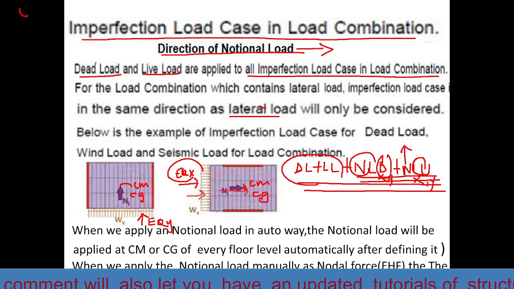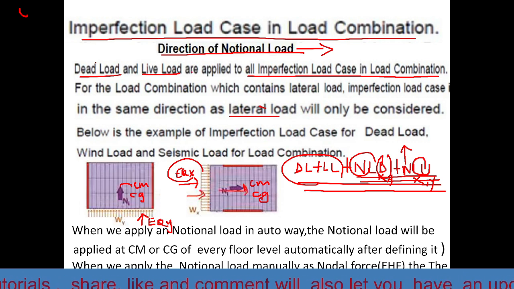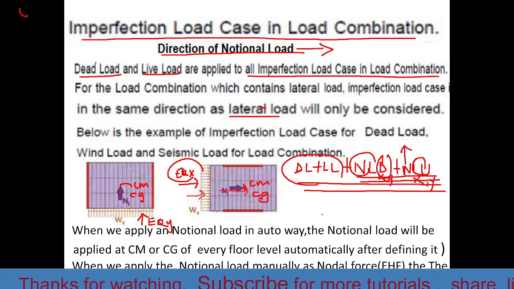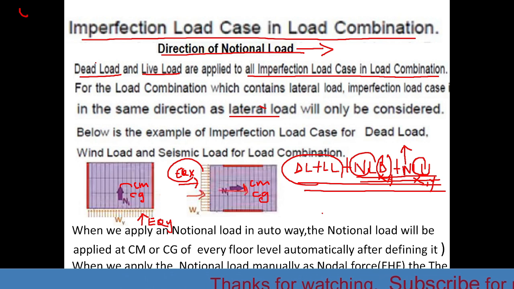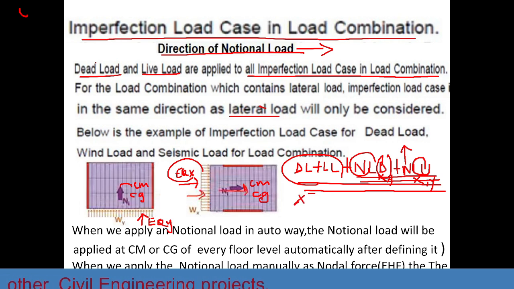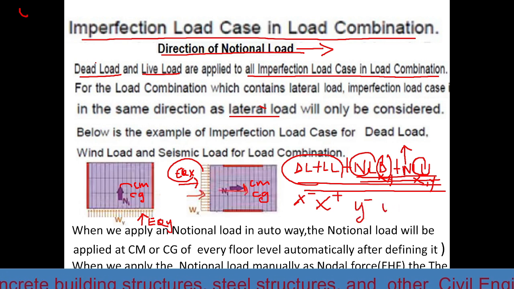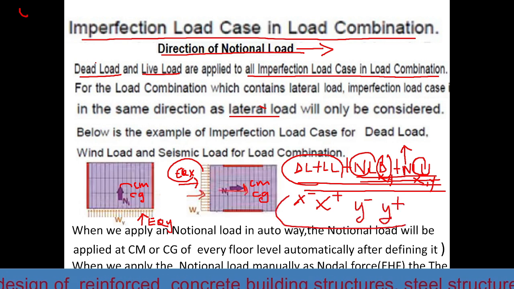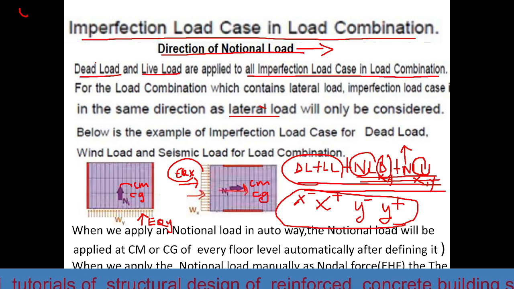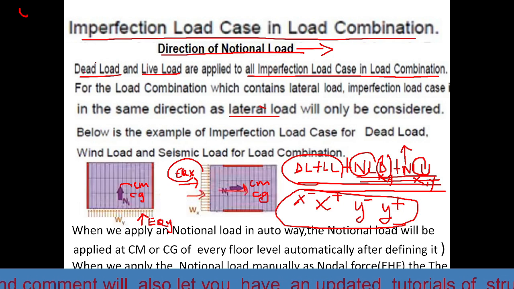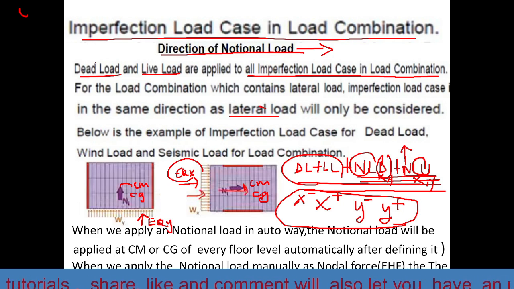In the case of gravity load combination, the directions of the notional load will be in x, in y, in negative x, and in positive x directions. That means x negative, x positive, y minus, and y plus. So we have four directions for the gravity load combinations.